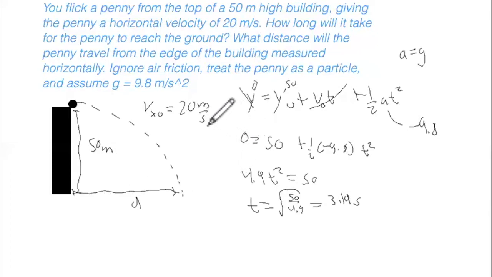So our second unknown is how far it will reach from the base of the building. So we use our kinematics equation in the x direction.